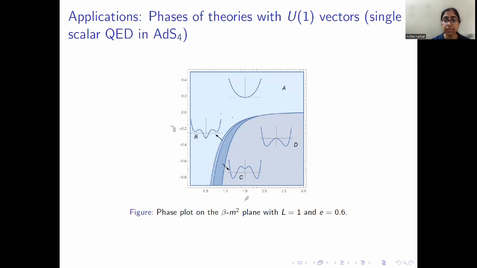We also studied the U1 vectors, the scalar QED theory, where we could retrieve the flat space Coleman-Weinberg potential for AdS4, and also we got the following finite temperature phase plot. So we have studied various different theories in AdS and observed quite a few differences from flat space after having computed the one-loop determinants. So I look forward to discussions on the poster.